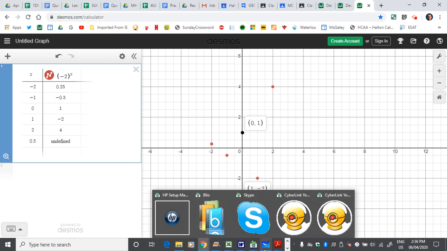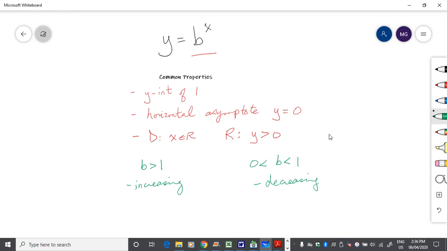So what's very important for us as we move forward is we need to remember that the base of every single one of these powers must be greater than 0.